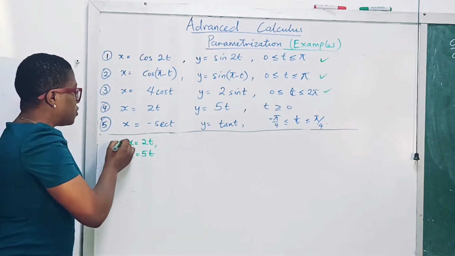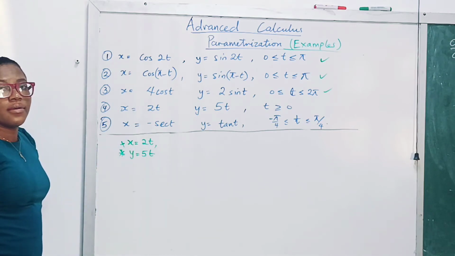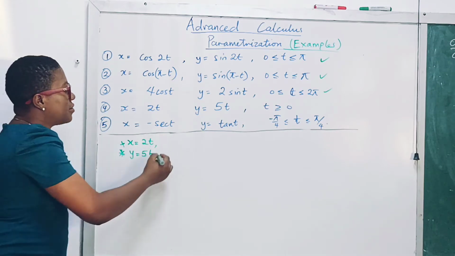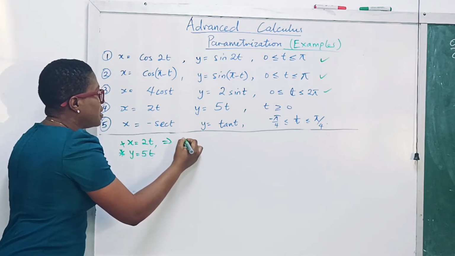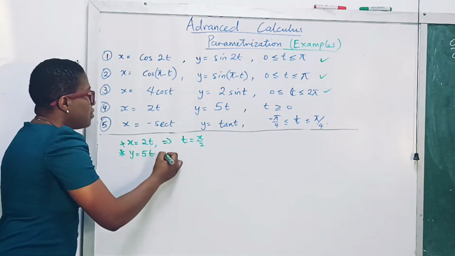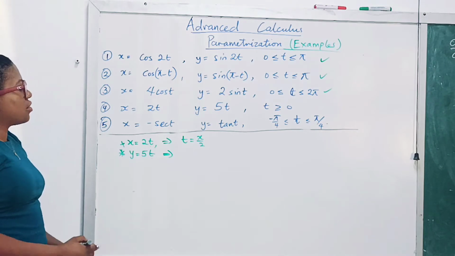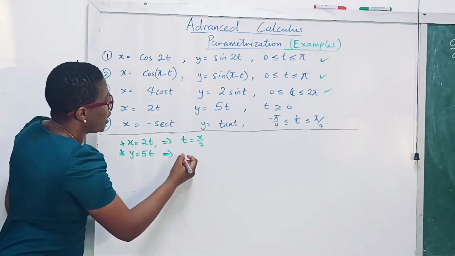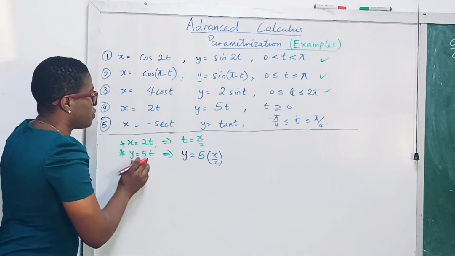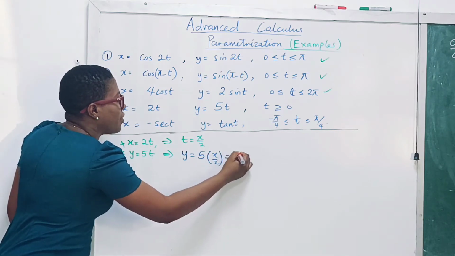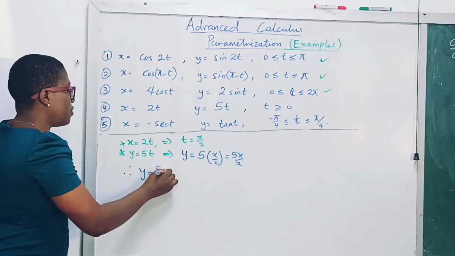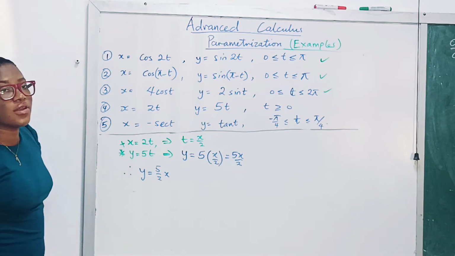I need to know the relationship between x and y. I can see that t is common. This means that t is equal to x over 2. So anywhere I see t, I'm going to put it. y is equal to 5 times x over 2, which is t. So this gives me 5x over 2. Therefore, y is equal to 5 over 2 x. This is the gradient. It's a positive gradient, so it's upward.